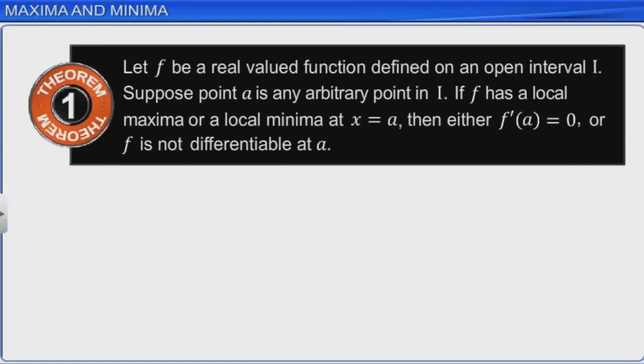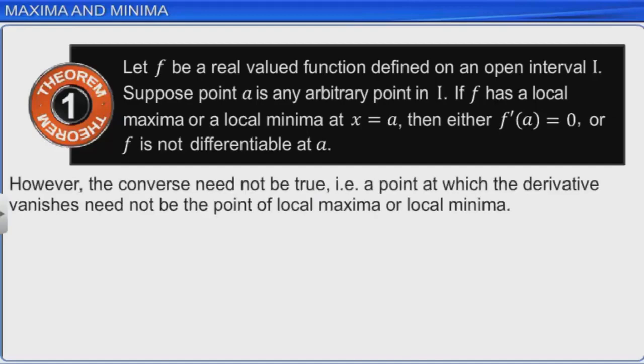The proof of this theorem is beyond the scope of this lesson. However, remember that the converse of this theorem need not be true. That is, a point at which the derivative vanishes need not be the point of local maxima or local minima.